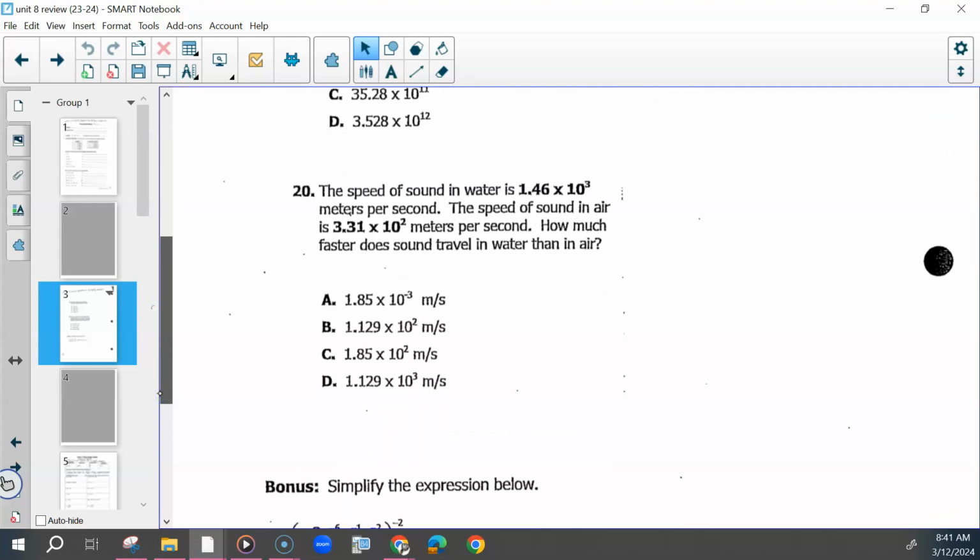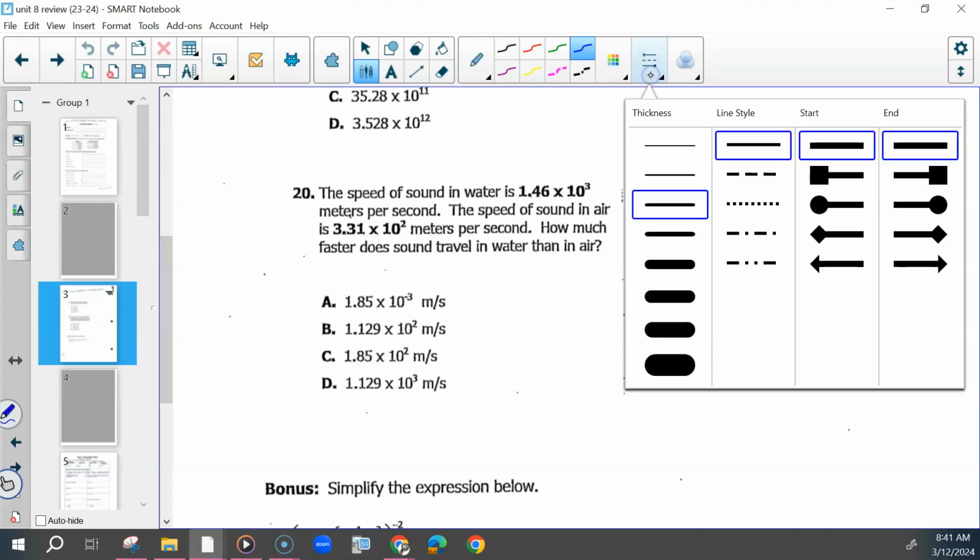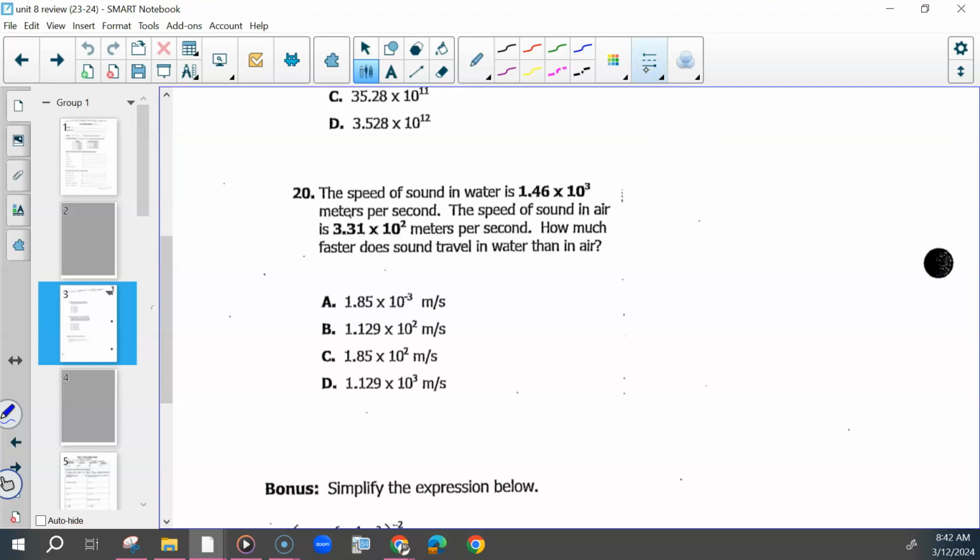So the speed of sound in water is 1.46 times 10 to the third meters per second. The speed of sound in air is 3.31 times 10 to the second meters per second. How much faster does the sound travel in water than in air? Since we're looking for how much faster, we're looking at the difference between them. So we're going to be subtracting the water minus the air.